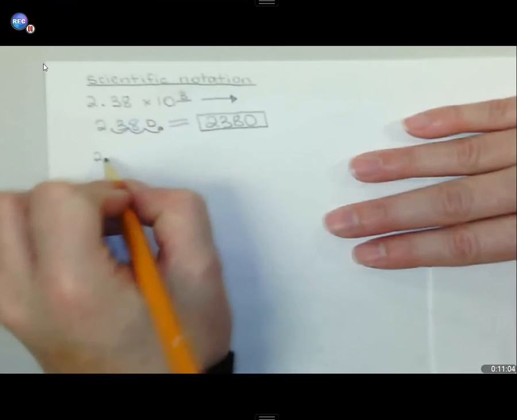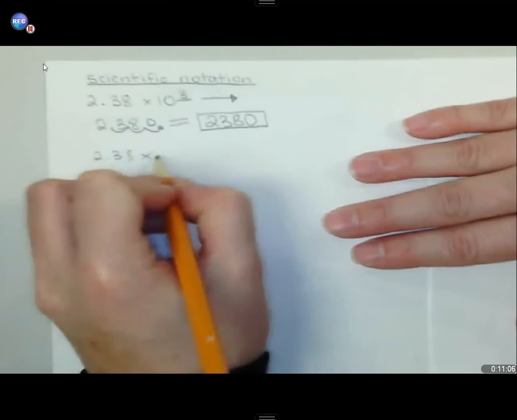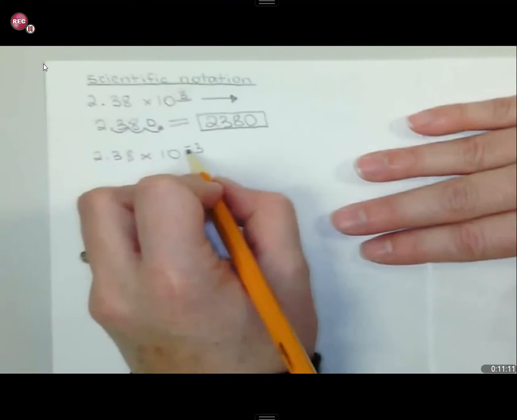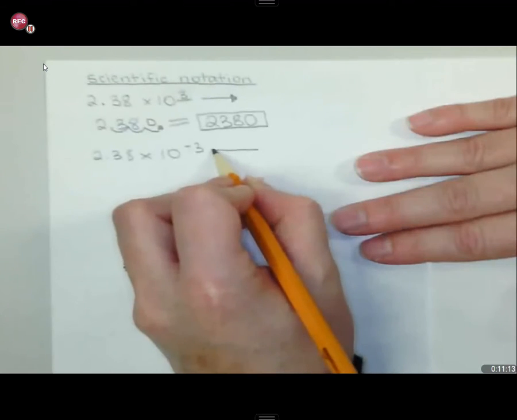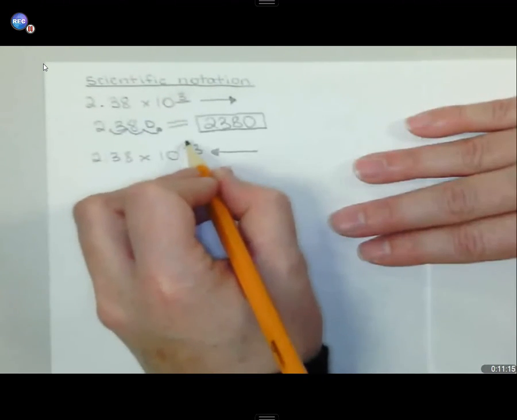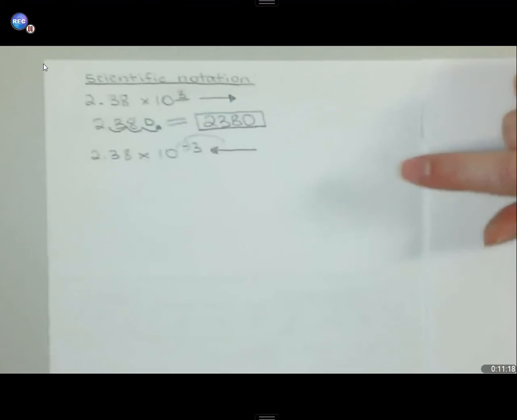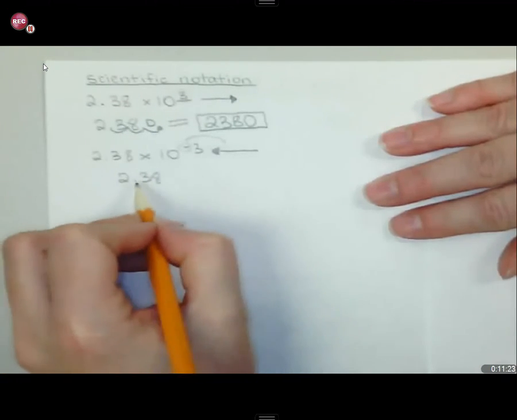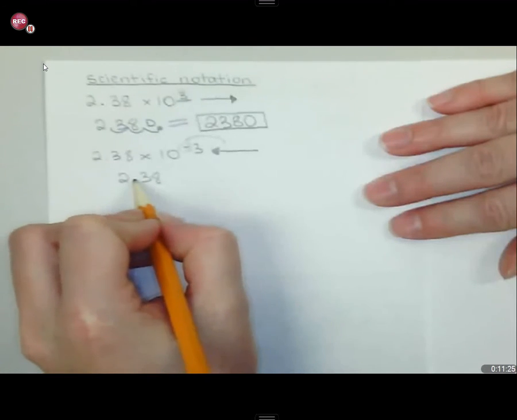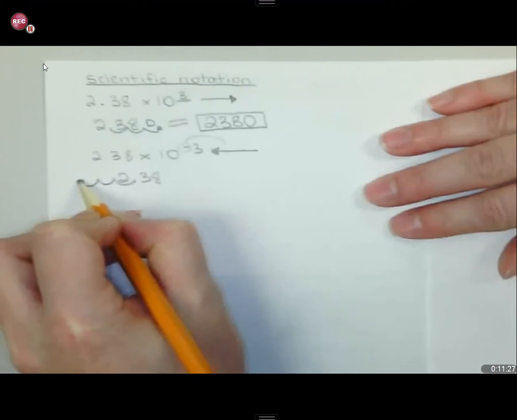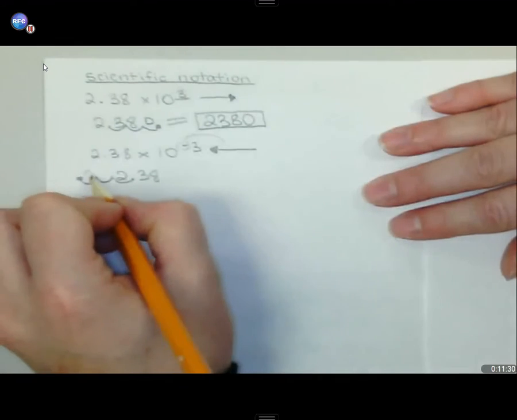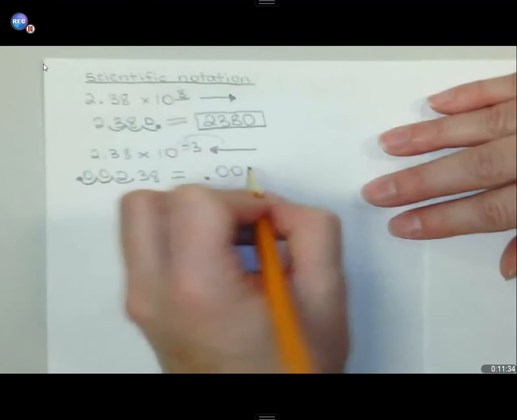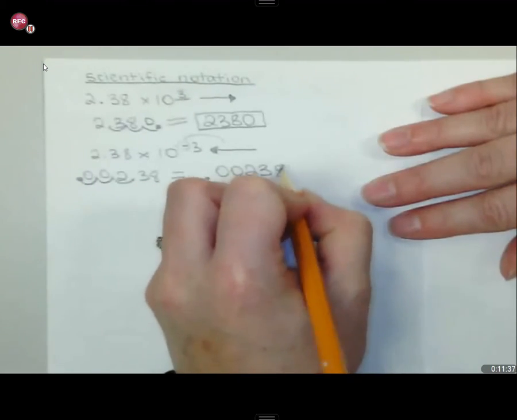Now, if we had 2.38 times 10 to the negative third power, so that negative means we're going to change direction. The negative means we change direction. And we're going to go the other way. So 2.38, and we're going to move it 3. 1, 2, 3. Now we got some empties, so we're going to fill in with zeros. So what it's ultimately saying is your number is 0.00238.